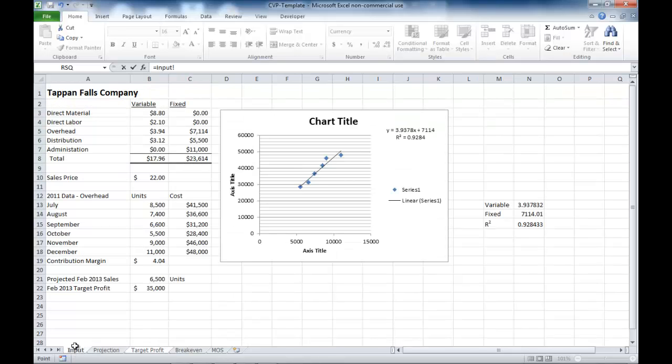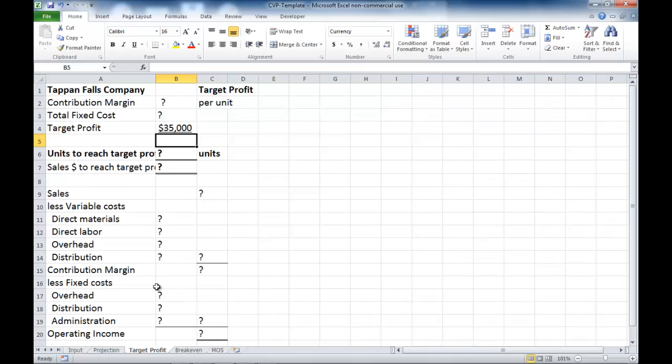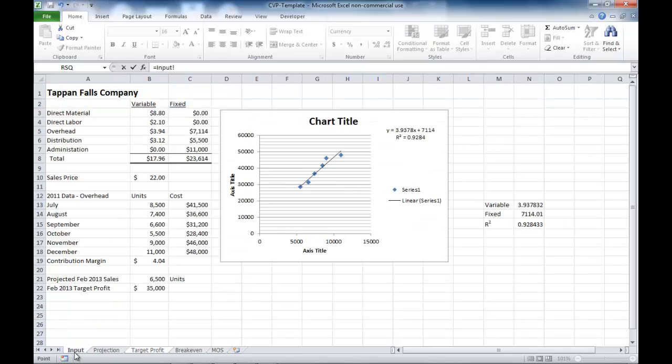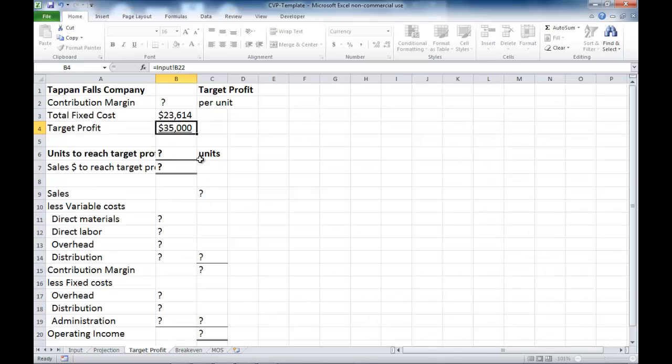Let's look at how we can analyze target profit now. Here's my target profit of 35,000 that I entered as a hard number in my input sheet. And what I want to do is go grab my total fixed cost off the input sheet. So I'll go get that. There it is. Hit enter.